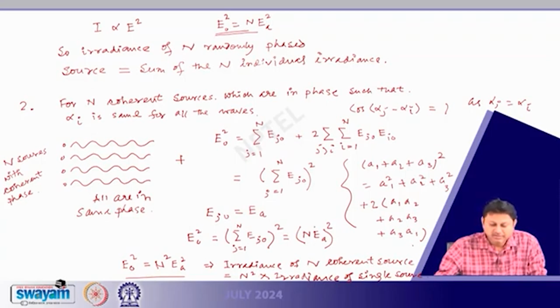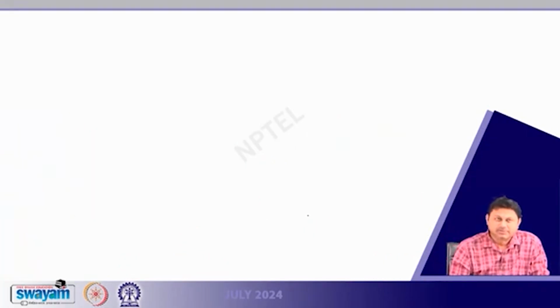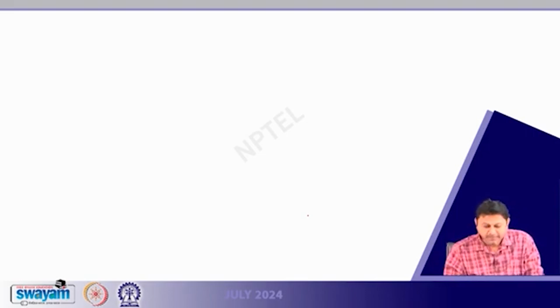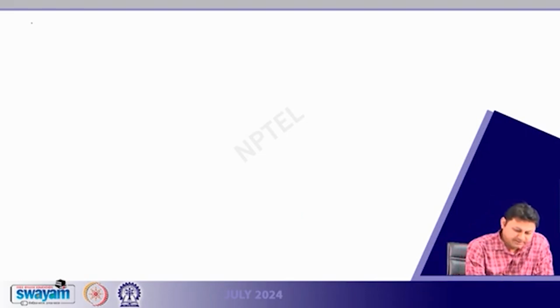Previously we found the irradiance of n randomly phased sources is equal to the sum of n individual irradiances, but here the individual source amplitude will be multiplied by n square if the sources are coherent. So obviously for coherent sources we have a much higher value of irradiance. Okay, let me go forward to the next concept regarding the superposition of waves, and that is called the standing wave.